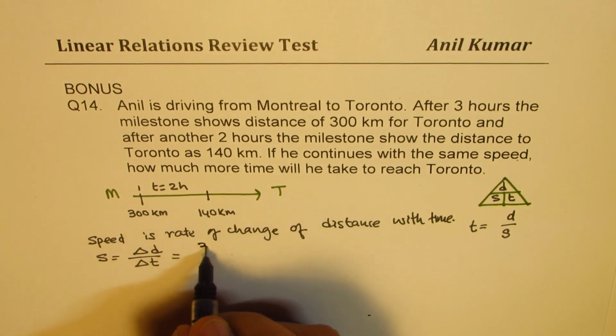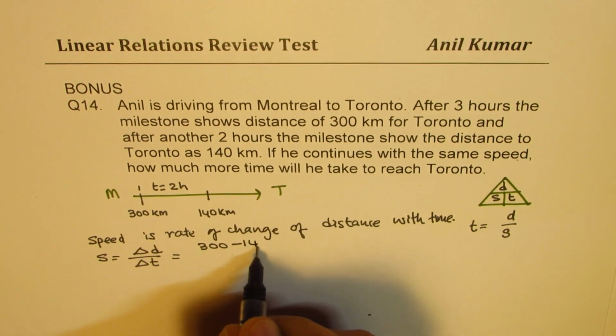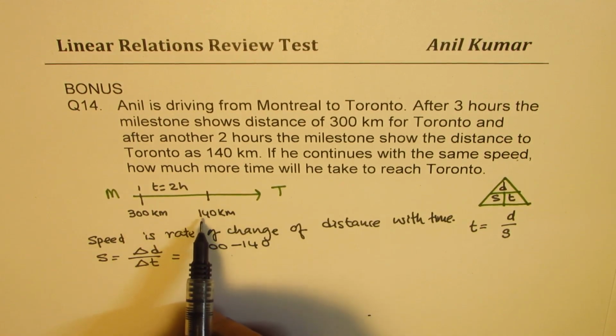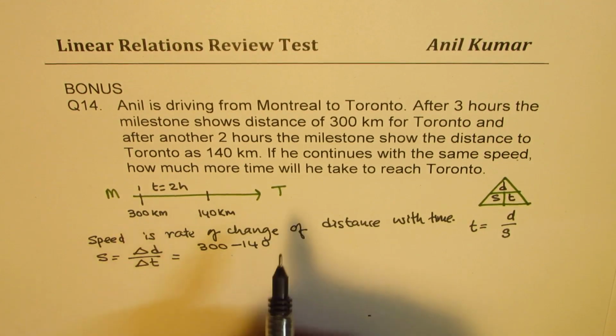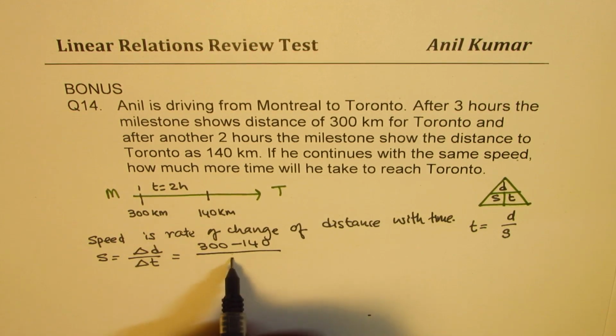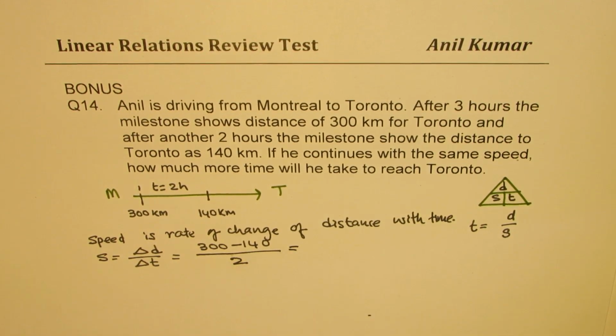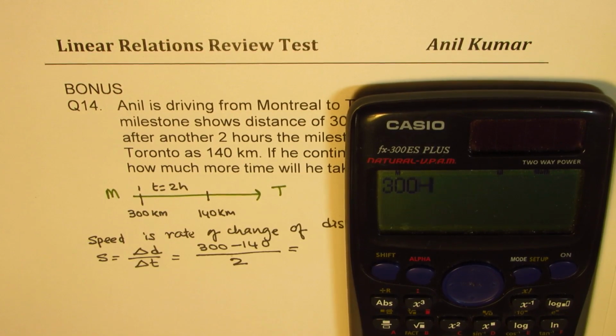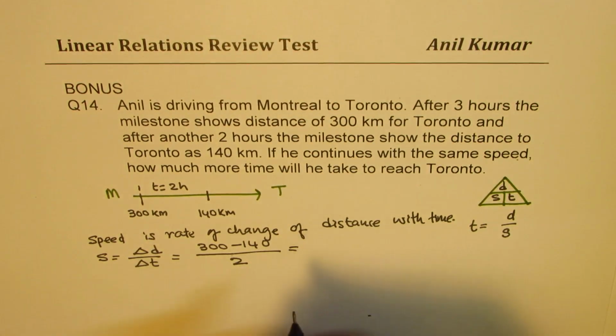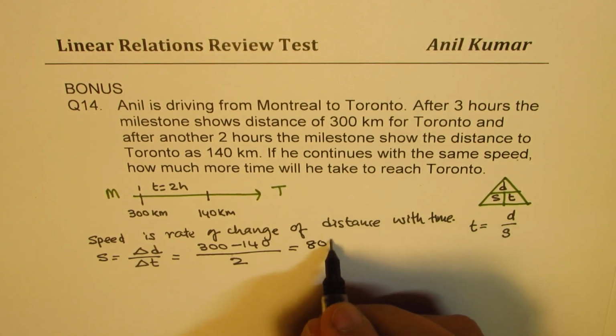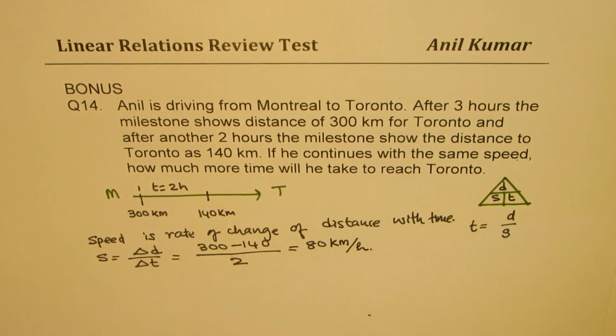So what is the change in distance? Change in distance is 300 minus 140, because still 140 is remaining. Earlier it was 300 remaining. And the change in time is 2 hours. So that is how we are going to do it, right? So you can use the calculator, figure it out. So we have 300 minus 140 equals 160, divided by 2 is equal to 80. So we get this 80. And of course it is kilometers per hour. So that is the speed, rate of change.